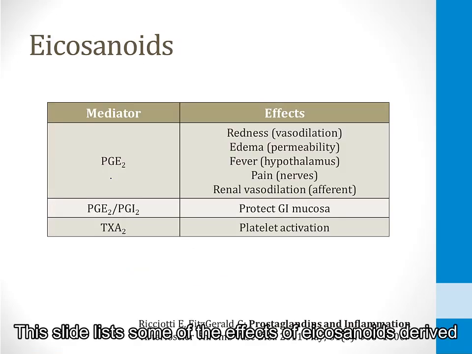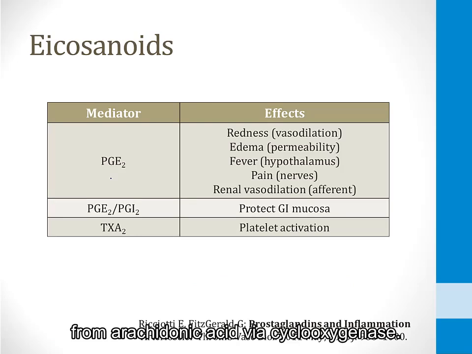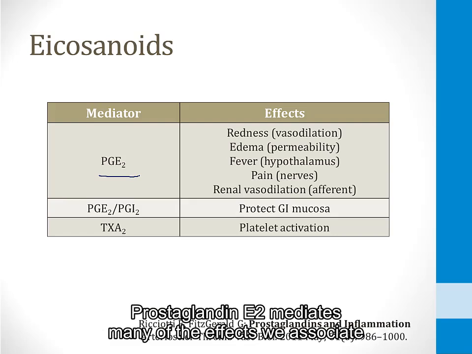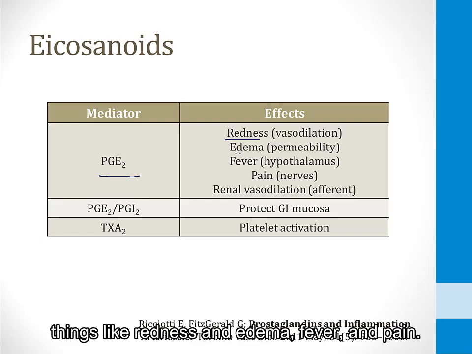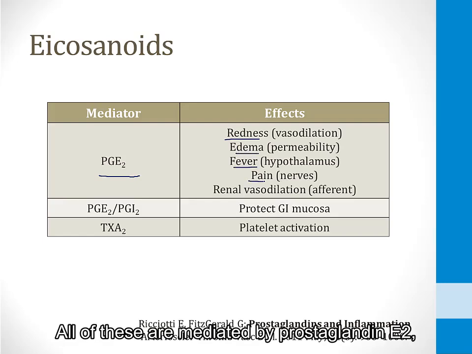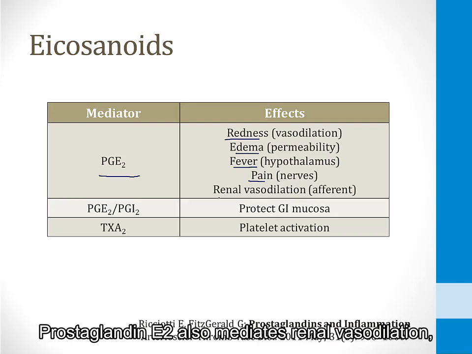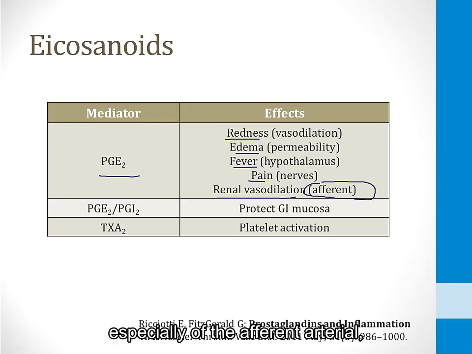This slide lists some of the effects of eicosanoids derived from arachidonic acid via cyclooxygenase. One of the most important is prostaglandin E2. Prostaglandin E2 mediates many of the effects we associate with inflammation, things like redness and edema, fever, and pain. All of these are mediated by prostaglandin E2, and this is why aspirin functions as a pain reliever and anti-inflammatory. Prostaglandin E2 also mediates renal vasodilation, especially of the afferent arteriole, and this is why patients who take aspirin can have negative effects on their kidneys.